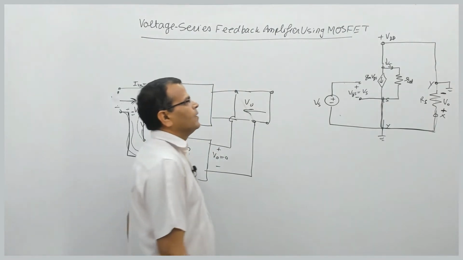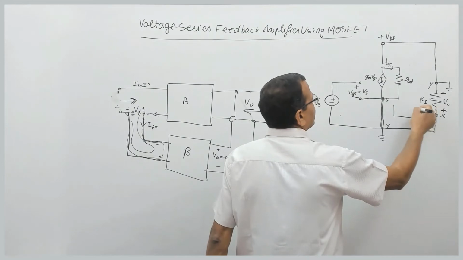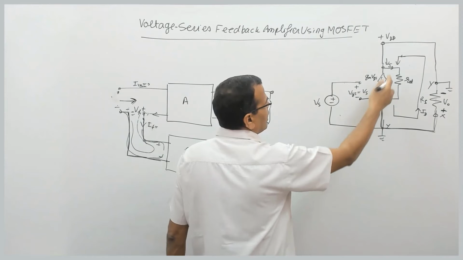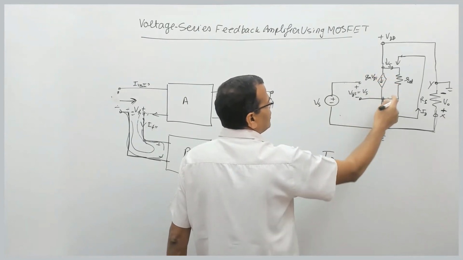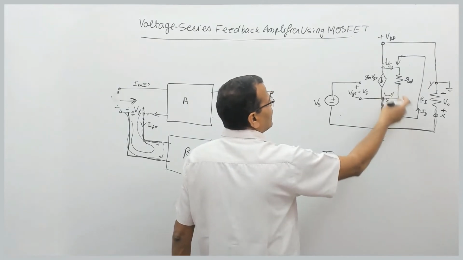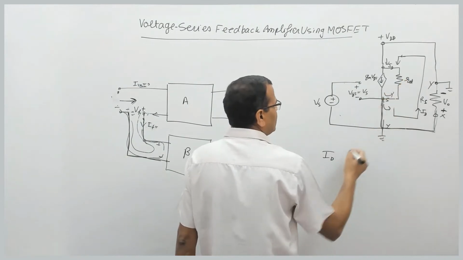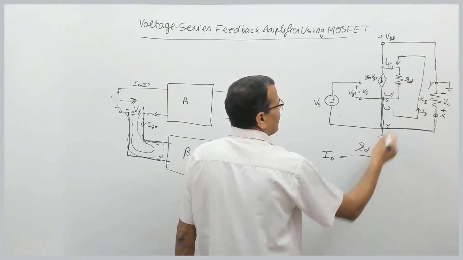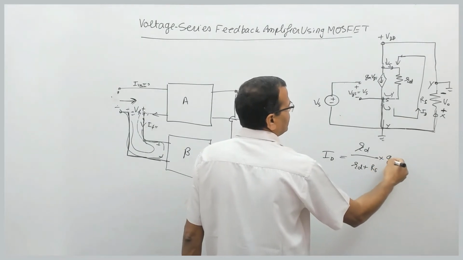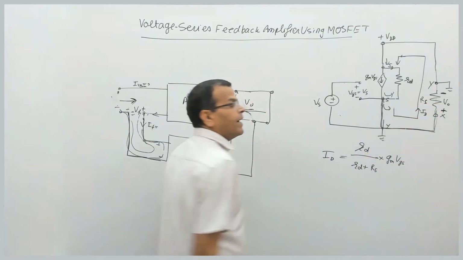Fine. So now what will be the drain current here? That drain current is coming like this. What is the drain current? So this current, which is GM into VGS, is divided into this path and this path. That means two parallel paths. Current in this resistance RS is RD divided by RD plus RS multiplied by GM into VGS. This is the current ID.